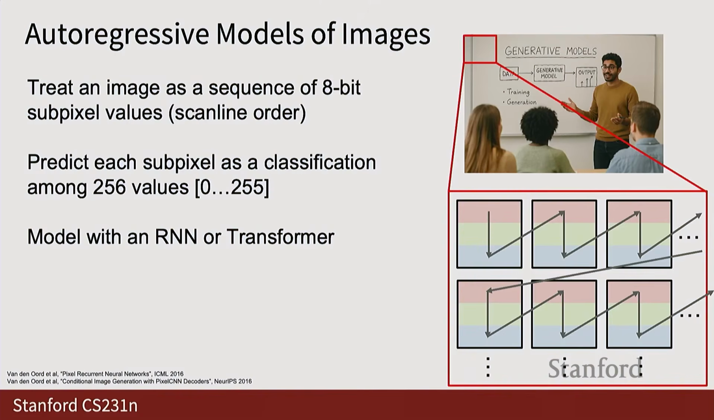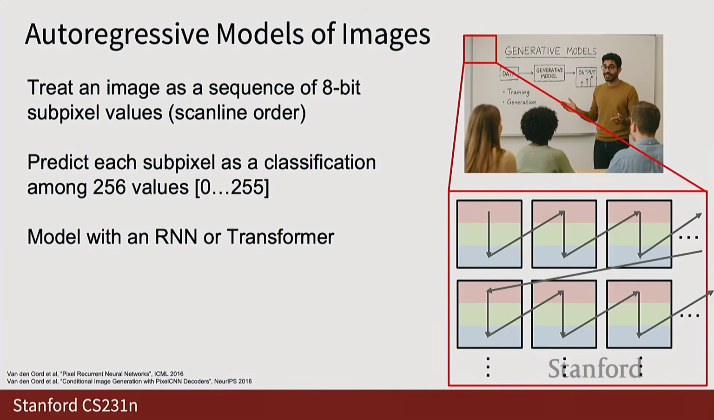So what we can do is take our image and rasterize it out into a long sequence where each element of the sequence is one of the subpixel values of our image. Now we've turned our image into a one-dimensional sequence where each entry is a discrete value. You can apply autoregressive modeling directly to that sequence, in exactly the way you would for a language model, using an RNN or a transformer.